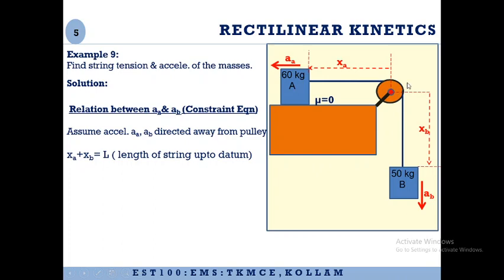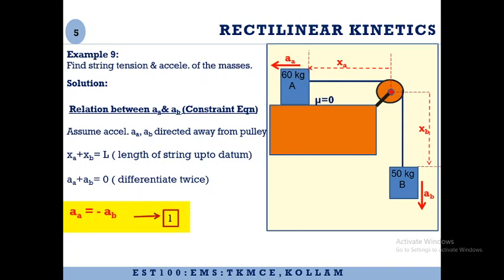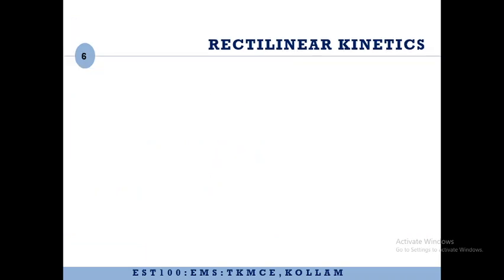So you differentiate displacement one time, you will get velocity. You differentiate it twice, you will get acceleration. So AA plus AB is equal to 0. The differentiation of length will be equal to 0 because it is a constant. So AA equals minus AB. So this will be our equation number 1.